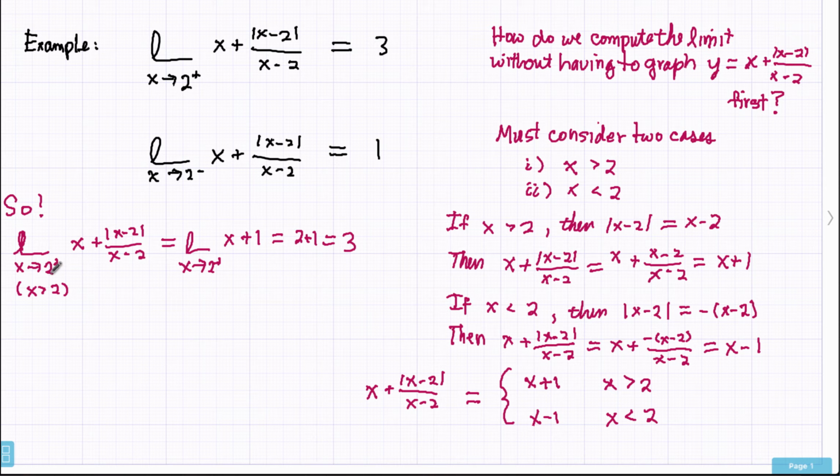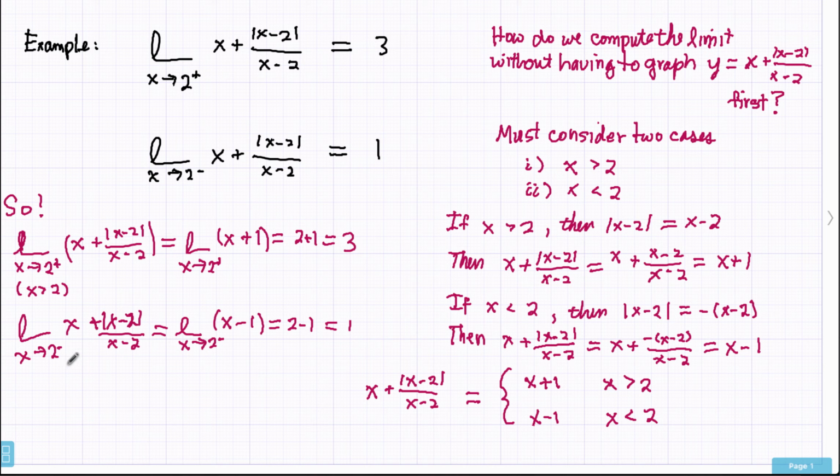If I want to compute the limit as x approaches 2 from the positive side, it's understood that the x's that we're working with have to be bigger than 2, so the absolute value of x minus 2 is just the same thing as x minus 2. Do my simplifying, and I have this expression to play with. Maybe I should put the parentheses on here for emphasis. And so the limit is just going to be 2 plus 1, or 3.